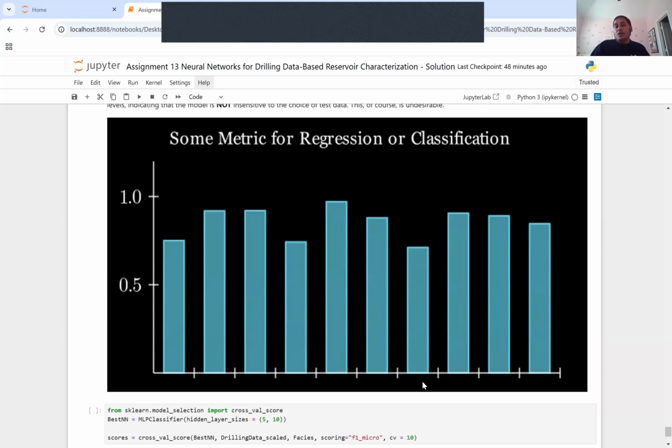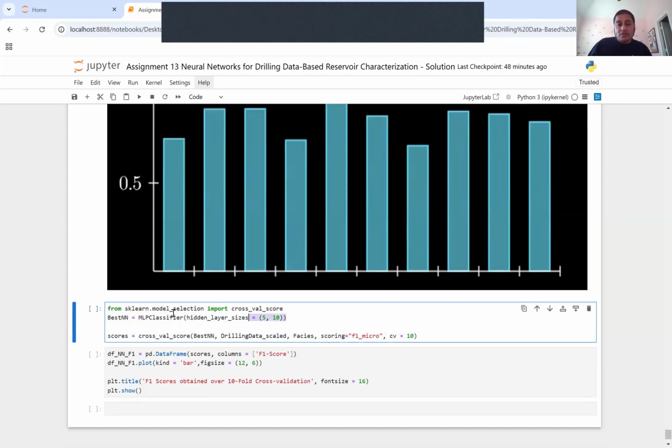And this means that the model is sensitive to the choice of test data. So we're going to choose our best model, and we're again going to be applying it to our drilling data, and we're going to be doing tenfold cross validation. This again is going to take some time.